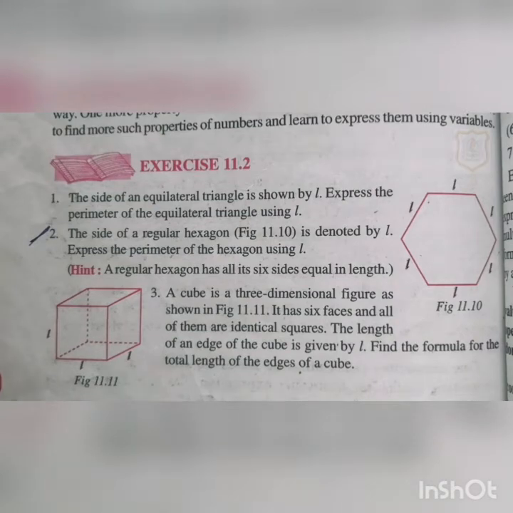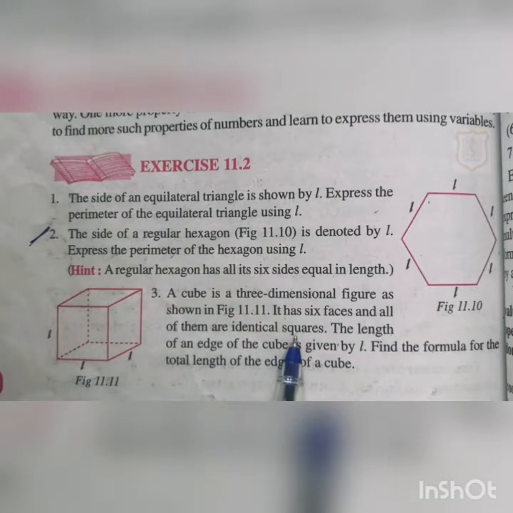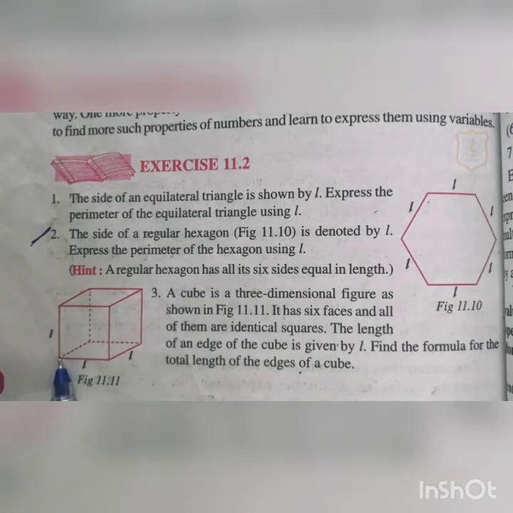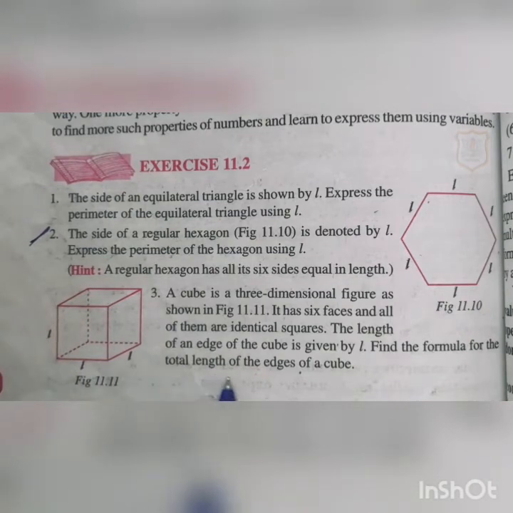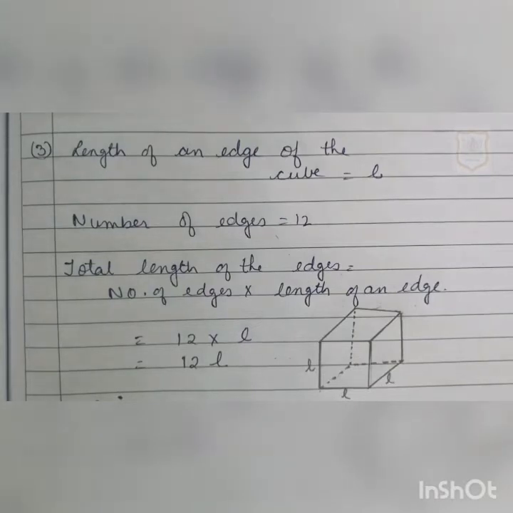So children, here this cube has been given and you can see that the length is same. As a cube is a three-dimensional square, the length will be the edges. So how many edges are there? You can count. So in a cube there are 12 edges. The length of the edge of the cube is equal to L.